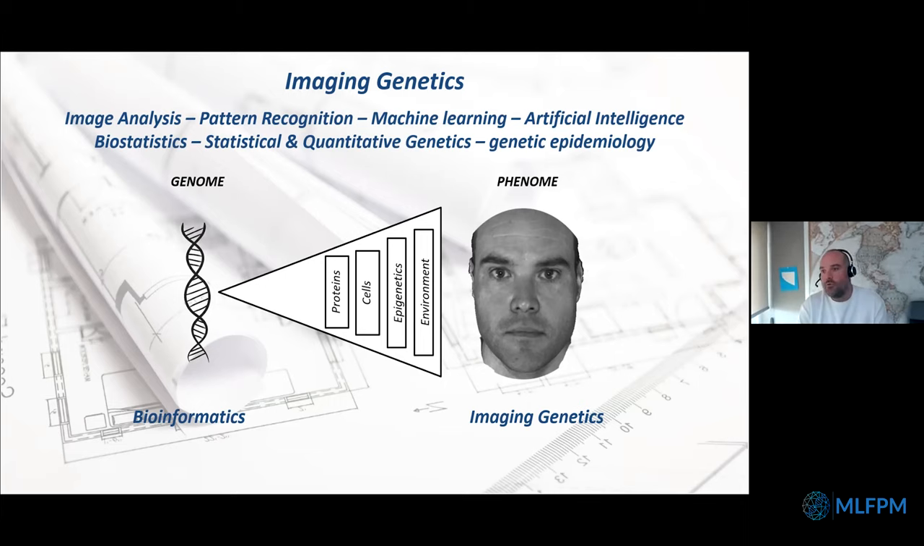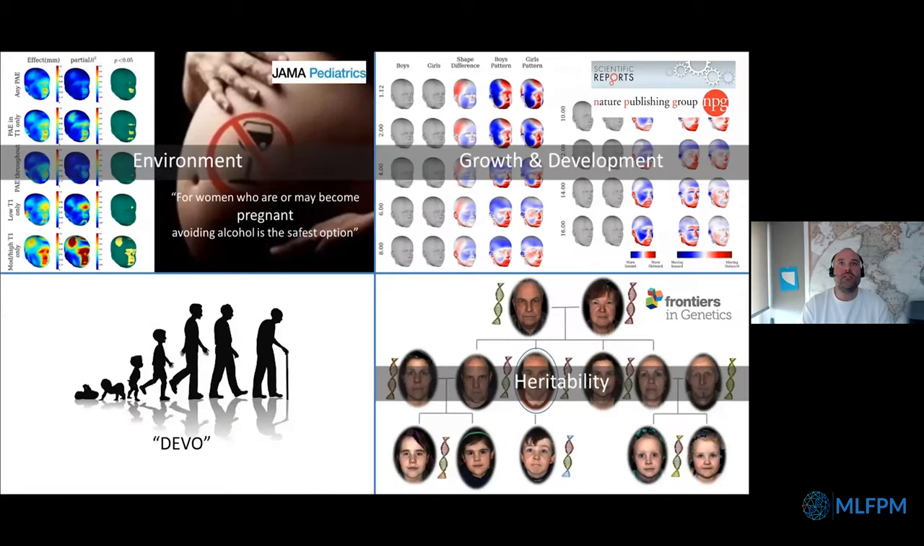So I try to improve the phenotyping through the imaging, and I'm basically using tools from bioinformatics and others to hence deduct some information. And that generates a lot of investigations that we can start doing, like developmental aspects, like for example, what's the effect of alcohol during pregnancy on facial shape? How does a face grow from 1 to 25 years of old?